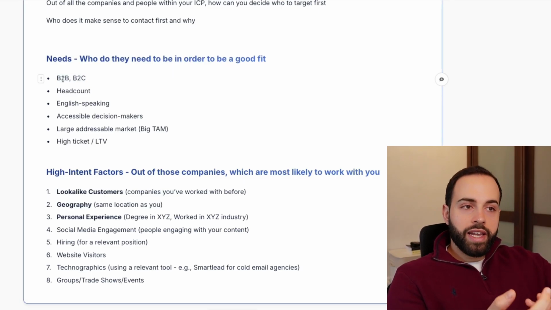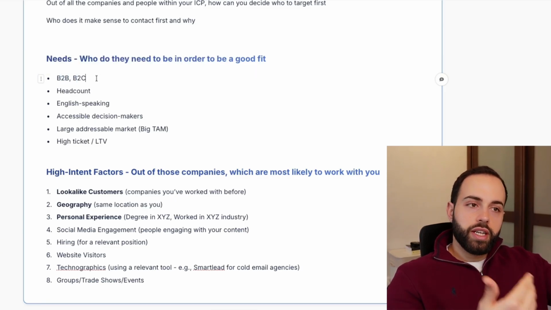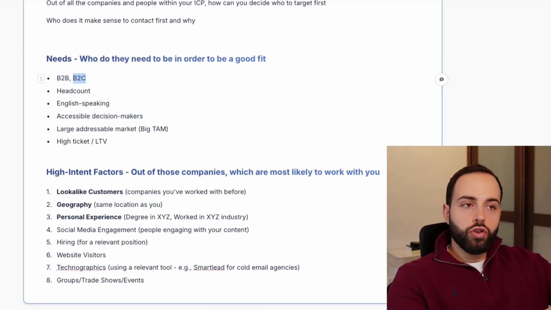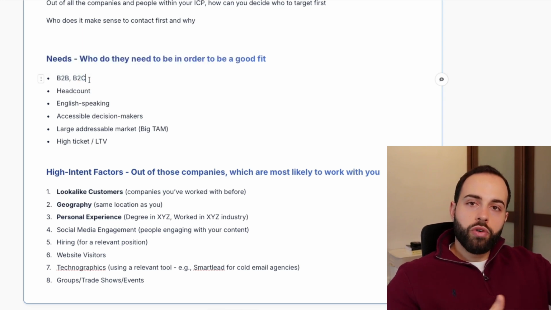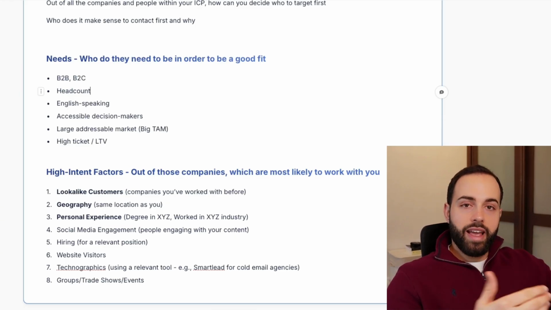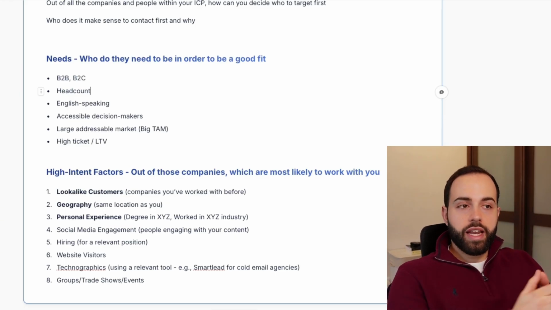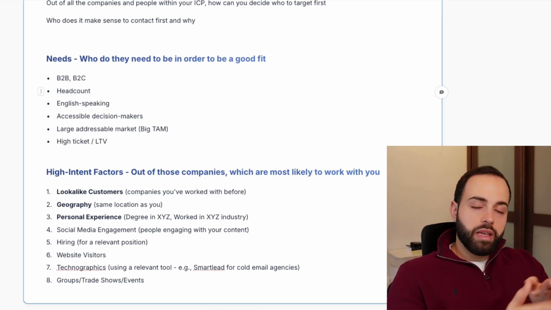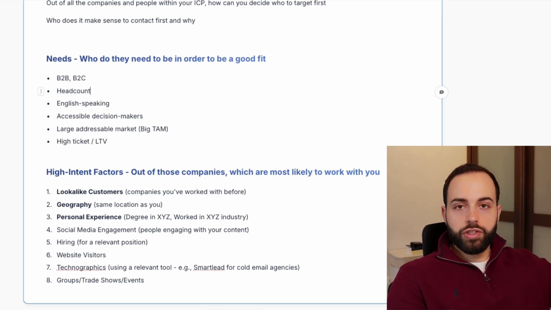So in my case, I need companies that are B2B. My agency does not physically provide services to B2C companies. We only send cold emails on behalf of B2B companies. The next thing that we want is a headcount of at least 10. We've typically seen that if they don't have at least 10 employees, then they're typically not going to be a good fit for the kind of services and the kind of investment that we charge our clients.